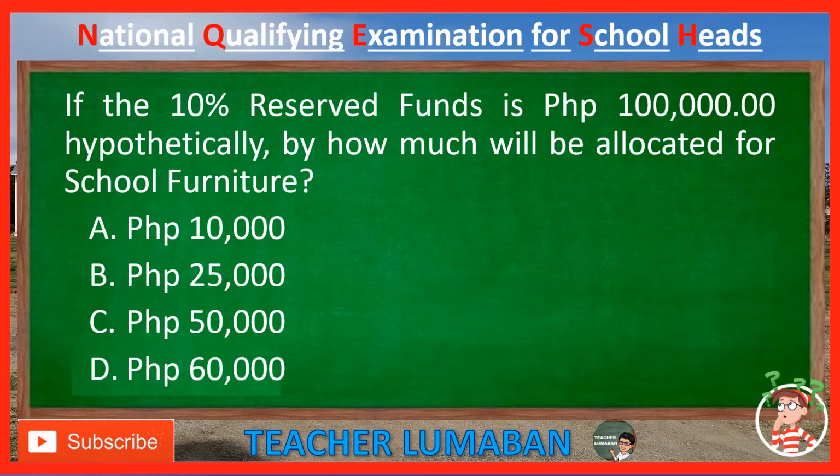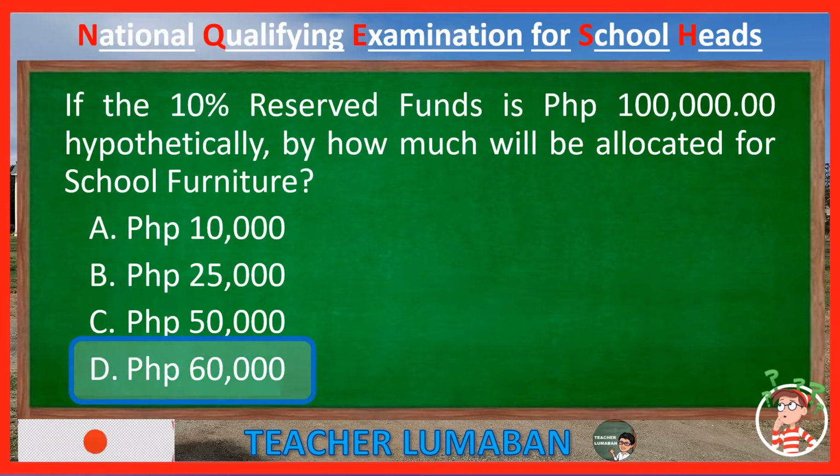Choose the suitable answer based on the given choices in 5 seconds. 5, 4, 3, 2, 1. Letter D is the correct answer. 60,000 pesos. If the 10% reserve funds is 100,000.00 pesos hypothetically, 60,000 pesos will be allocated for school furniture.